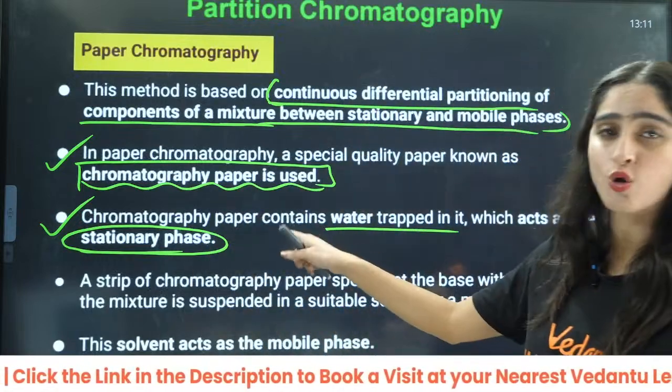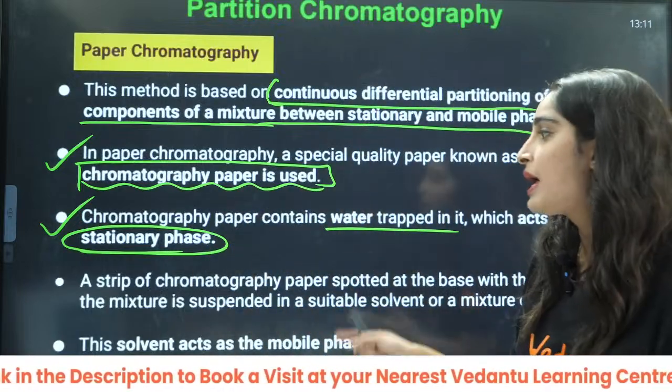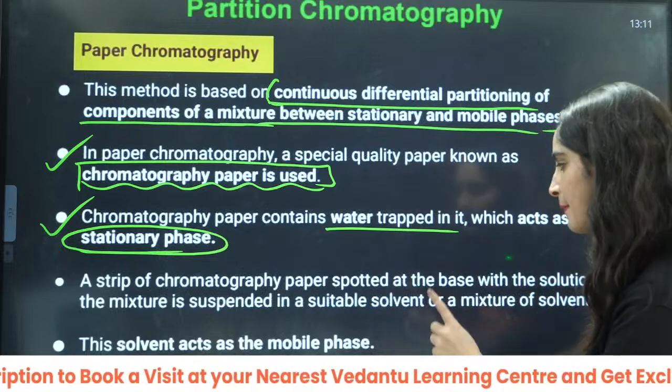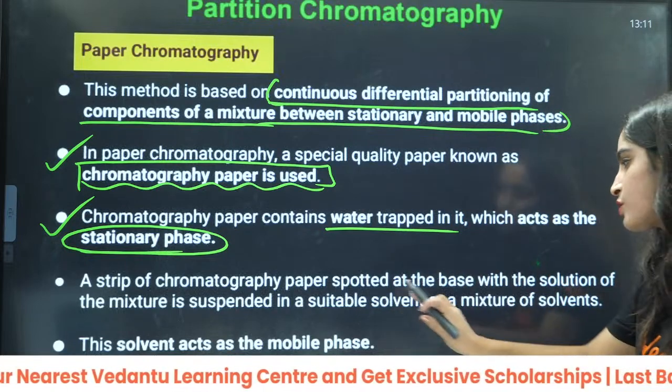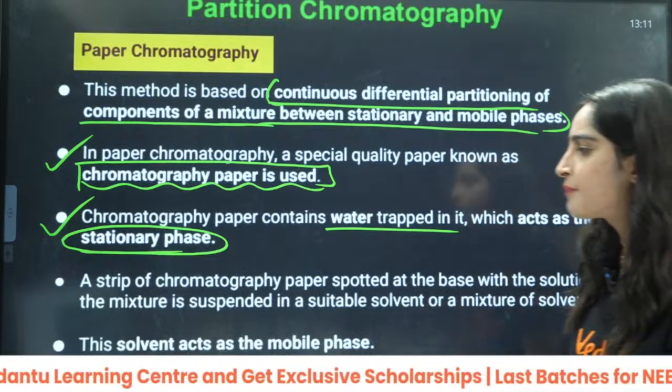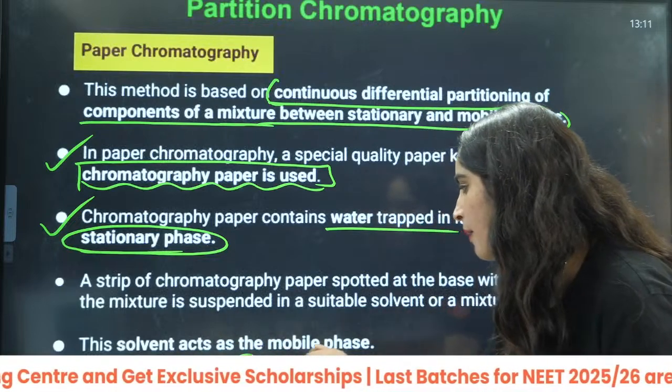You can also write this is also called cellulose paper. A strip of chromatography paper is spotted on the base with the solution of the mixture. It is the same thing. This solvent acts as the mobile phase.